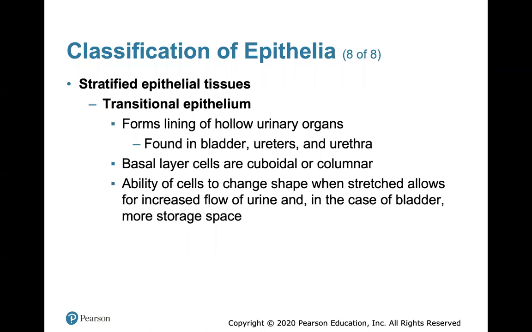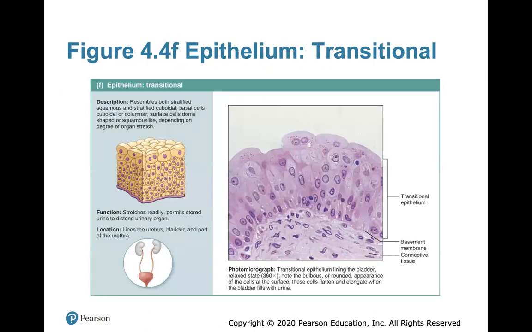The transitional epithelium forms a lining of hollow urinary organs, and it's found in your bladder, ureters, and urethra. The basal cells are cuboidal, but these cells have the ability to change shape when stretched, which allows for increased flow of urine, and in the case of the bladder, more storage space. I sometimes think transitional epithelium looks like balloons.